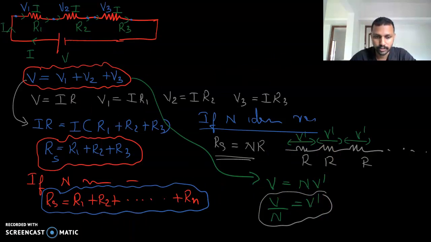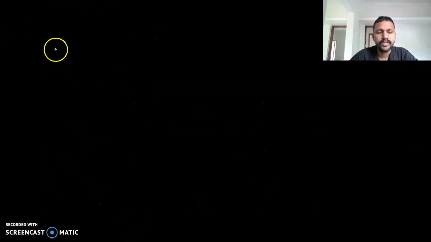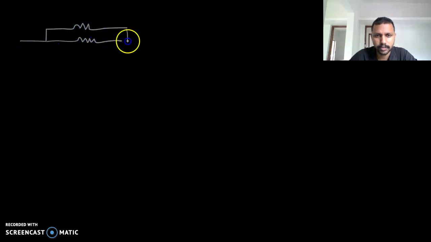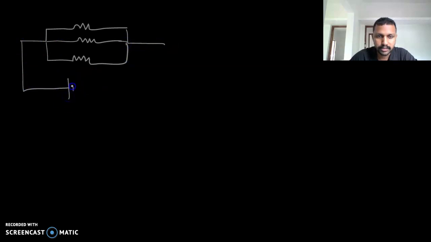Hope you have understood this. Now we can speak about parallel combination of resistors. For speaking about parallel combination of resistors, let's have a circuit diagram which is having three resistors connected in parallel to a V-volt battery like this. Then let's say the resistance of each resistor are R1, R2 and R3.